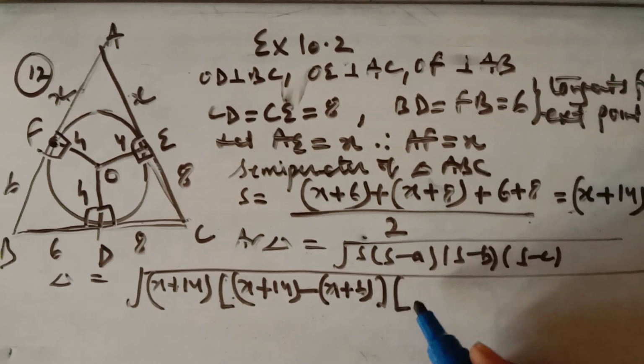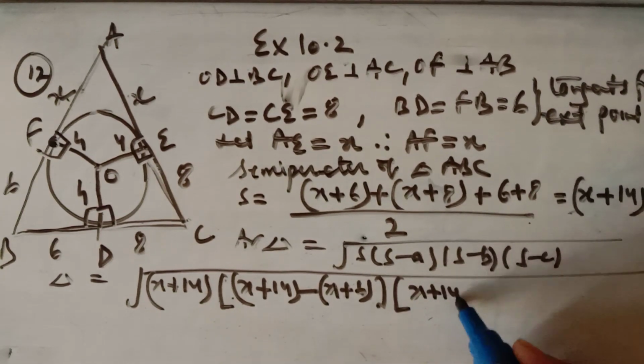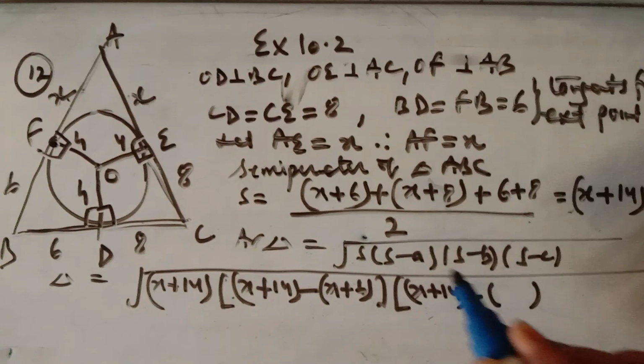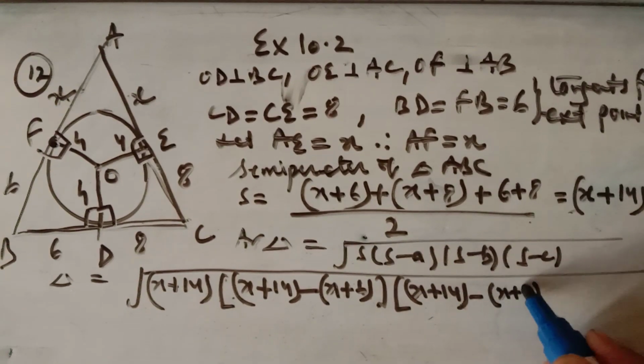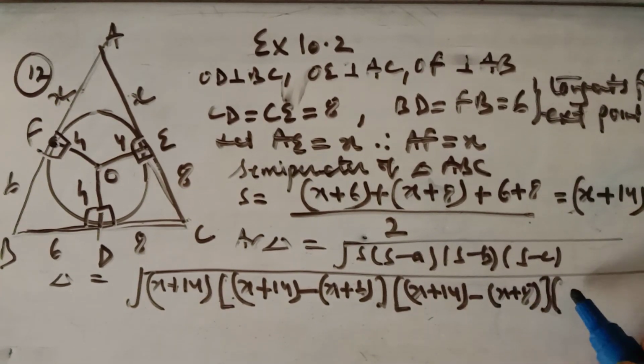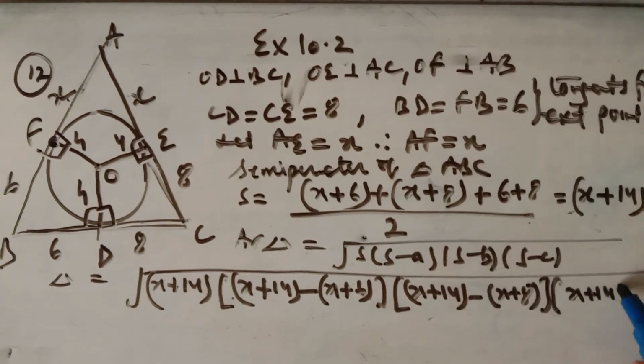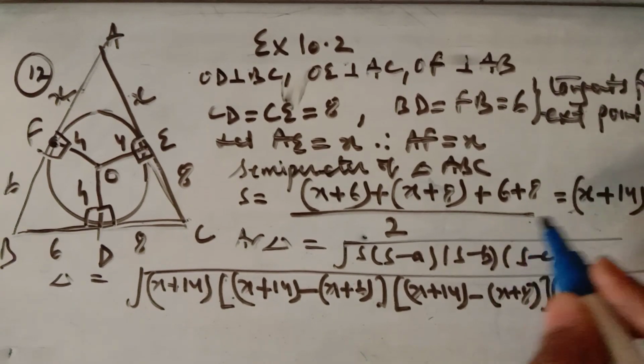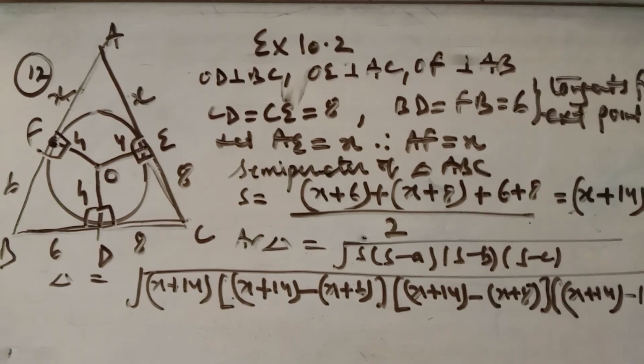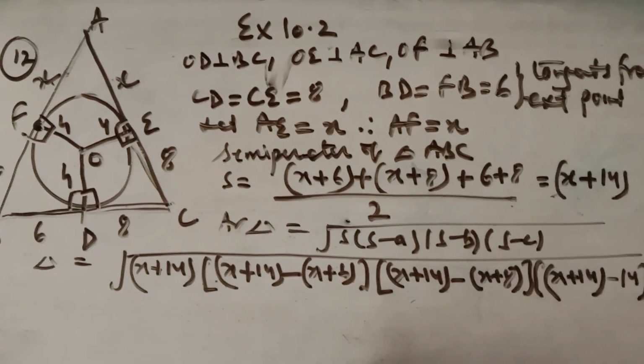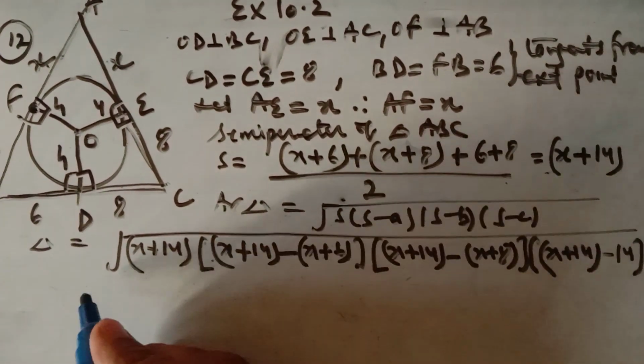Similarly, s minus b, that is x plus 14 minus b. B here is x plus 8. And s minus c, that is x plus 14 minus c, and c is 14. So this is the area of this triangle. Now simplify as far as possible.